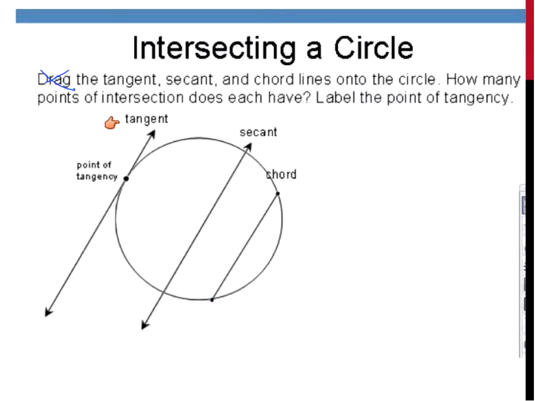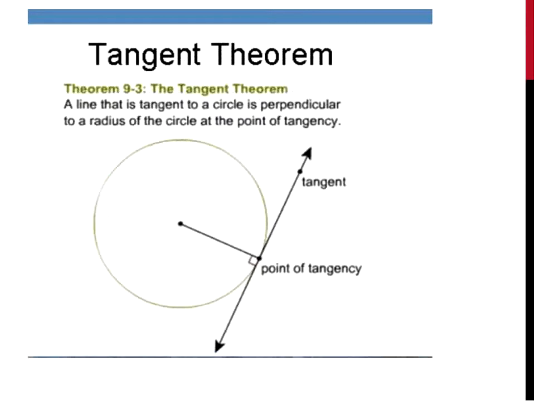We're going to learn something else that's super special about tangent lines today. Tangent lines hit at a very specific spot, and they form a very specific kind of angle. We're going to see that on the next slide. So here's our tangent theorem. A line that is tangent to a circle is, I'd like you to underline these 2 words in your notes. Ready?